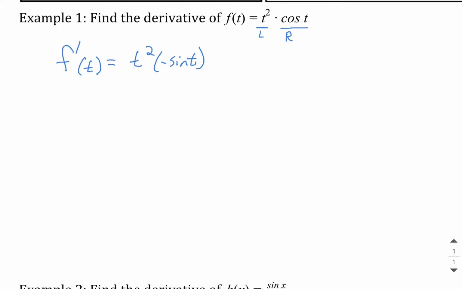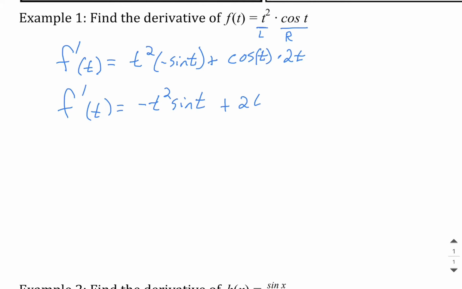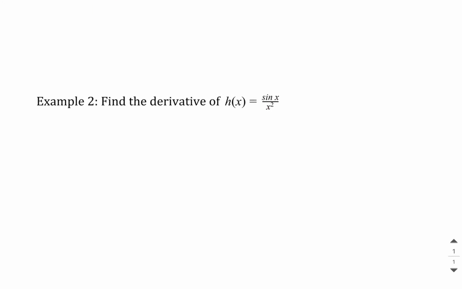There's no, it's just t, so I don't have to multiply it by the derivative of t, which is just 1, plus the right function, cosine of t, we leave it alone this time, times the derivative of the left, so times 2t. So if we want to rewrite this a little bit, we can. We have f prime of t is equal to negative t squared sine of t, just rewriting this, plus 2t cosine of t. All right, so that's our derivative using our product rule.